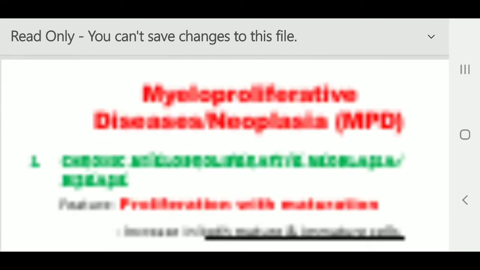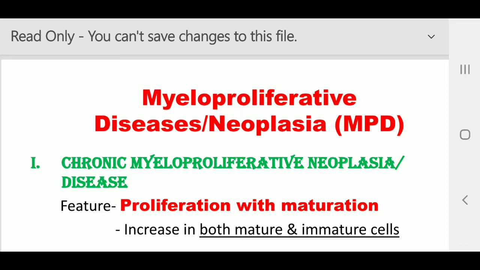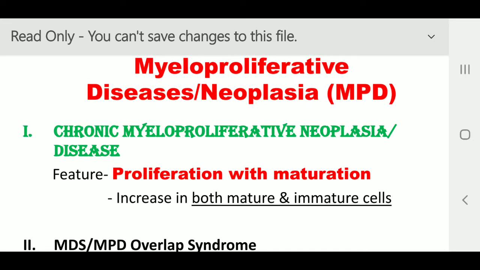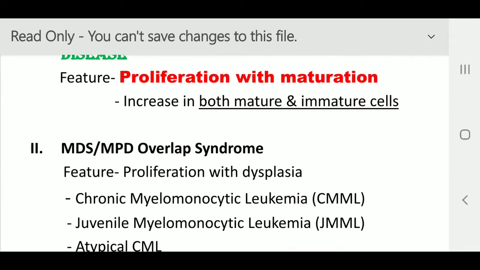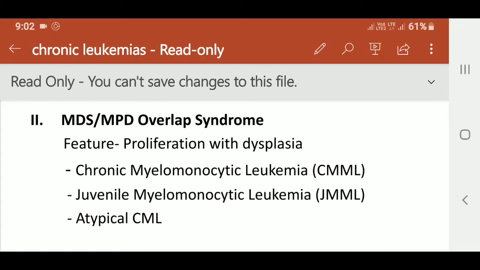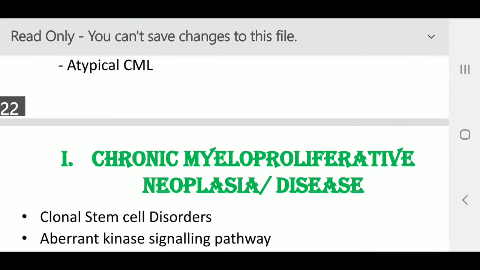So now we continue on with the myeloproliferative diseases or neoplasms, known as MPDs. Now the key feature of MPDs is that there is proliferation along with maturation. There was no proliferation in the CLL, but here there is proliferation along with maturation, with increase in both mature and immature cells. Myelodysplastic syndrome is a type of myeloproliferative disorder. Here you have proliferation with dysplasia. In this, there are 3 categories: chronic myelomonocytic leukemia, juvenile myelomonocytic leukemia, and atypical CML.